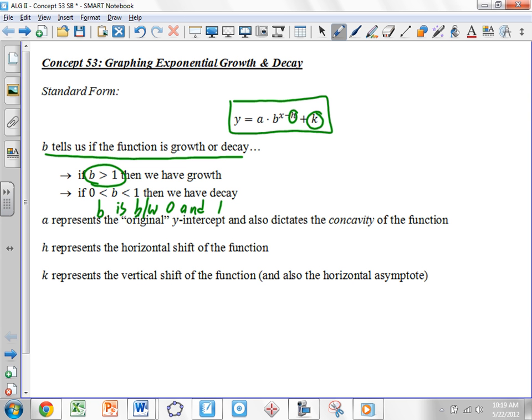Because a lot of people get confused. They look back at their notes and they see this notation, but they don't recognize that what that really means is that b is between 0 and 1. It's somewhere between 0 and 1. Okay? Now, can it be 0 or 1? No. Why not? Because it doesn't have the slash.